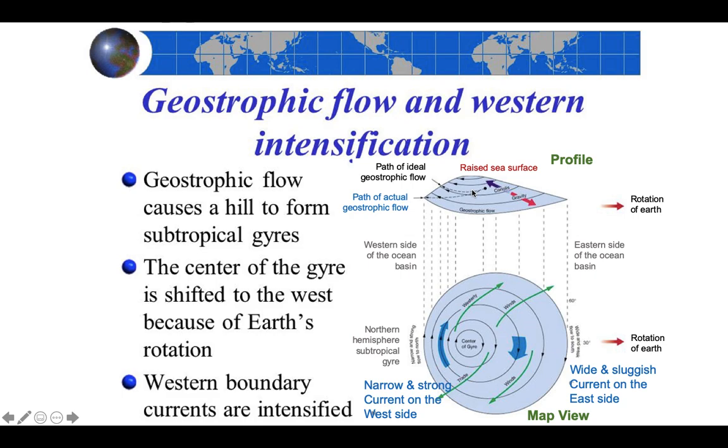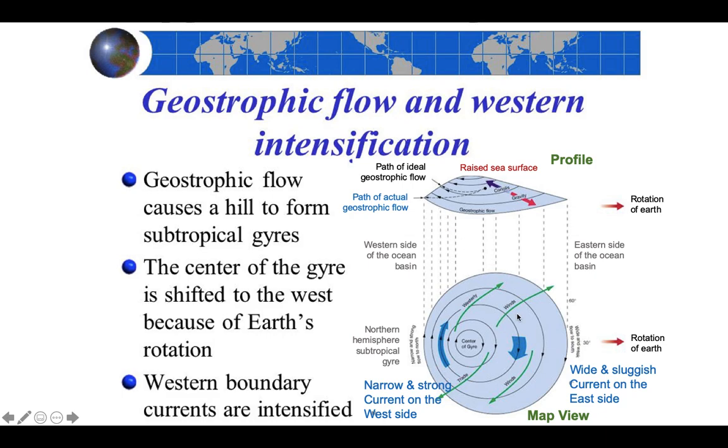So we have the path of the ideal geostrophic flow following the contours of this hill. But two things happen. One is the effect of the Coriolis force, and therefore deflecting to the right in the northern hemisphere. The other thing is, of course, that when you have a raised surface, it has gravitational potential energy, so the water higher up will have a tendency to flow downhill. So the combination of Coriolis and gravity makes this geostrophic flow go in this direction.